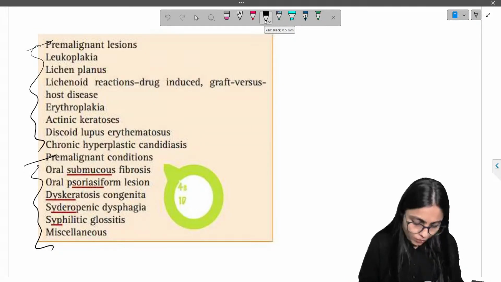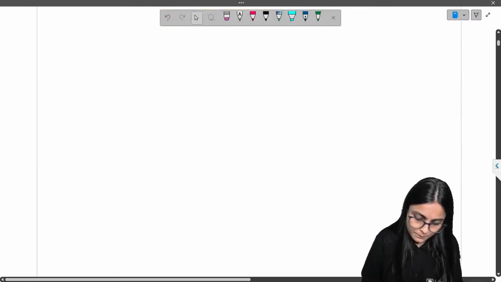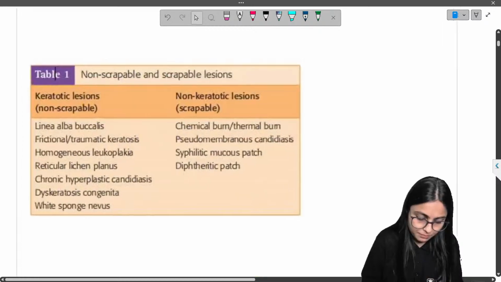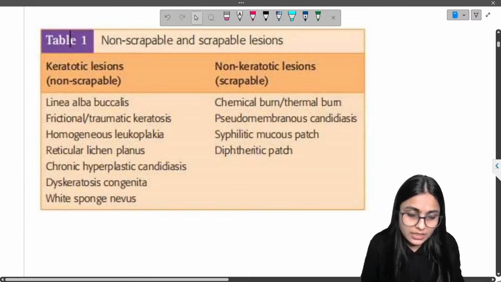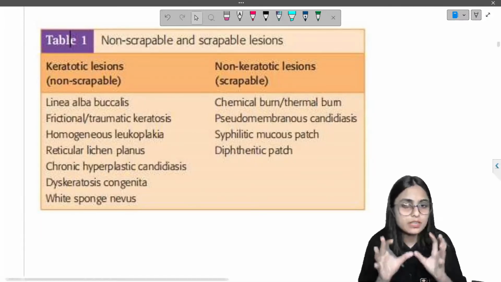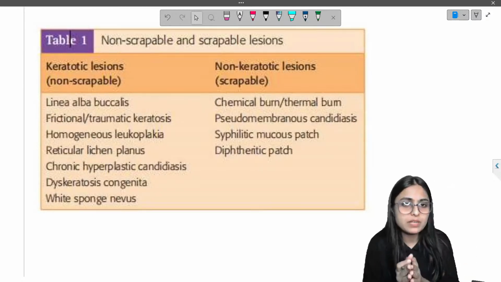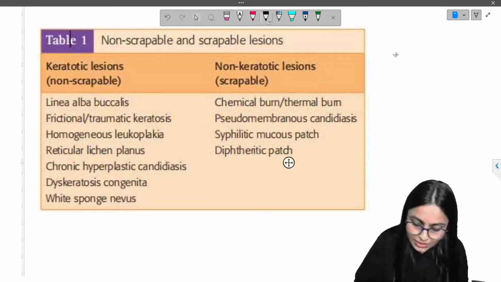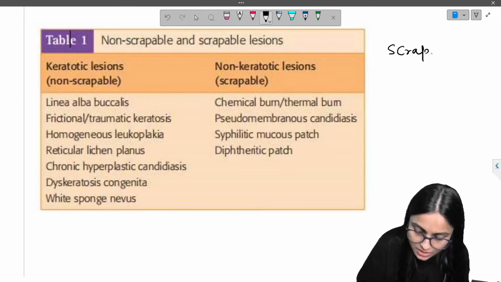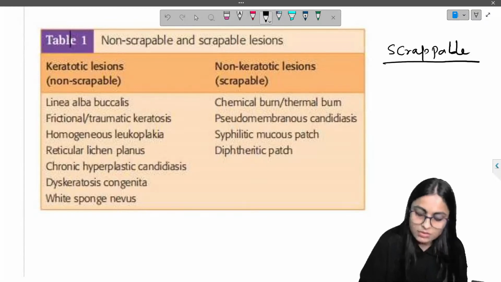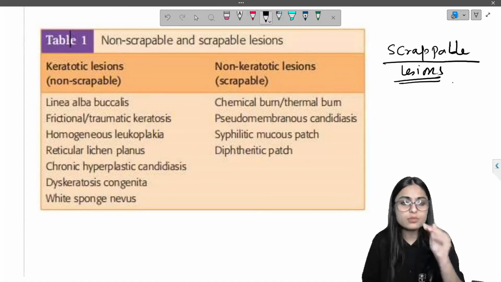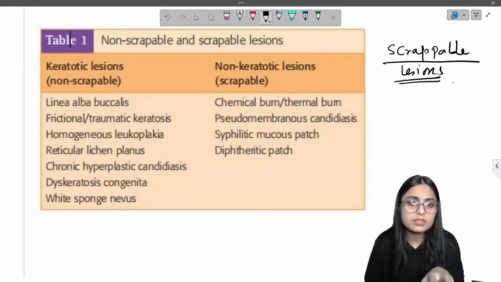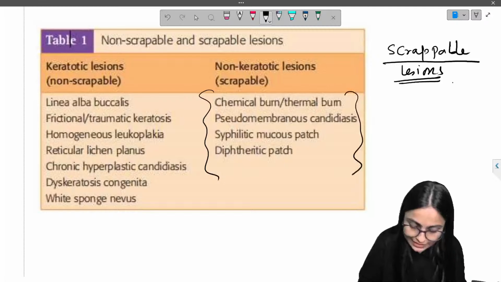All right. So this table consists of non-scrapable and scrapable lesions. Non-scrapable and scrapable lesions, very important. They can put this under a clinical based question. They'll give you four options, and you have to mark which is the scrapable lesion among the four, right? So you should be thorough with this at least.